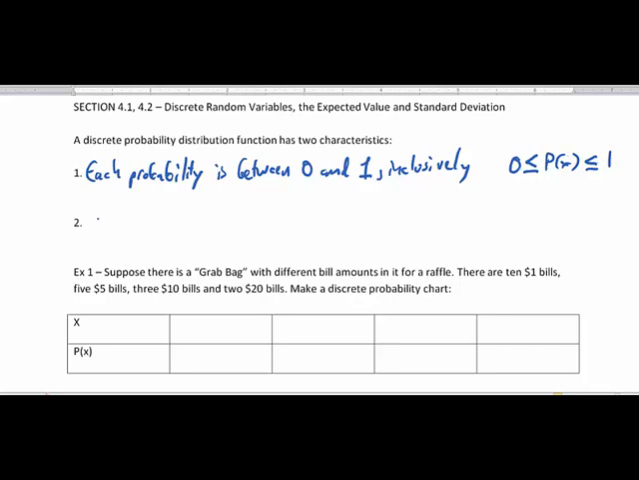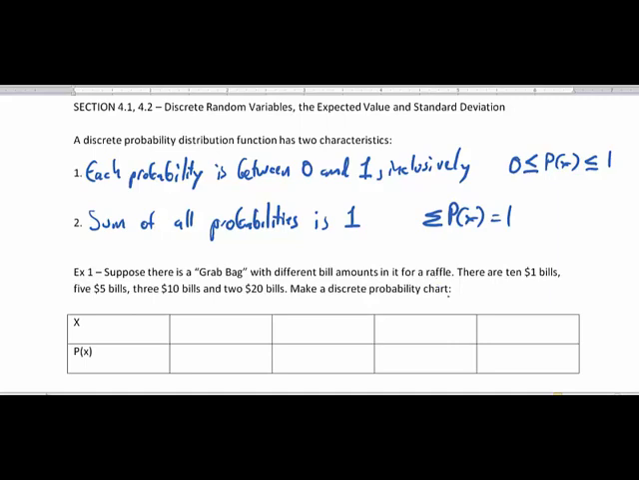Now, another characteristic of a probability distribution is that the sum of all probabilities is 1. So if you take every single thing that is possible and add them up, it equals 100%. Or the sum of the probabilities is equal to 1.